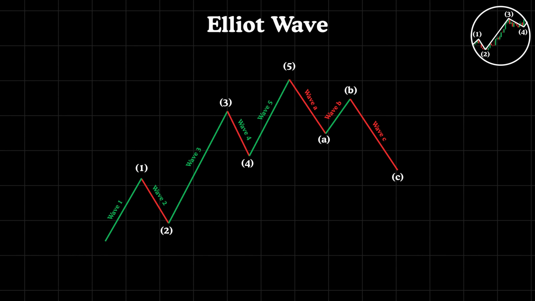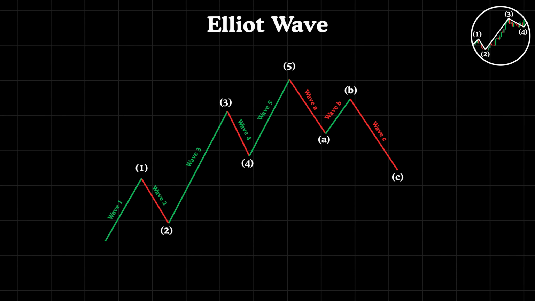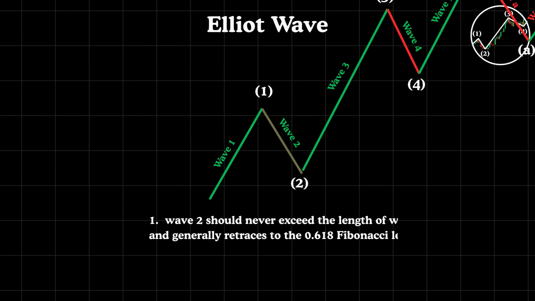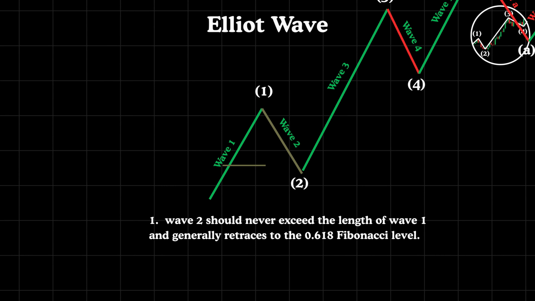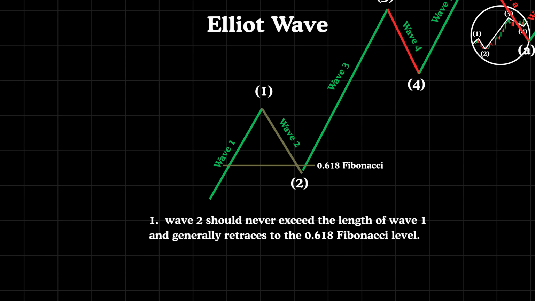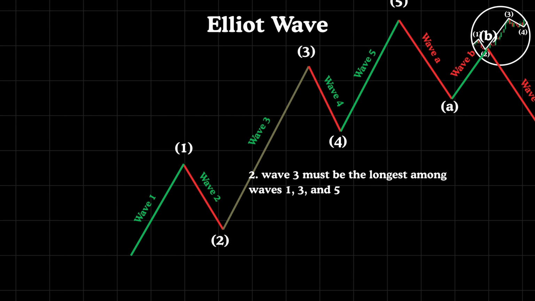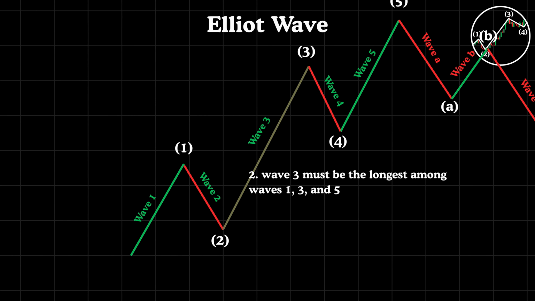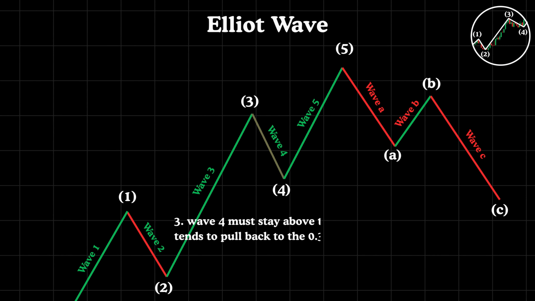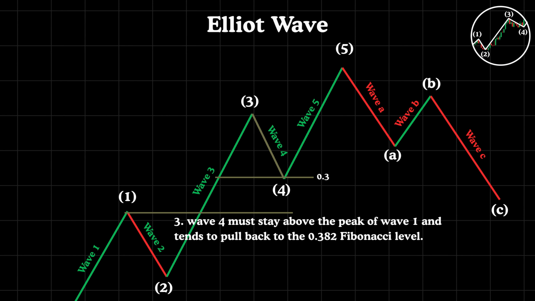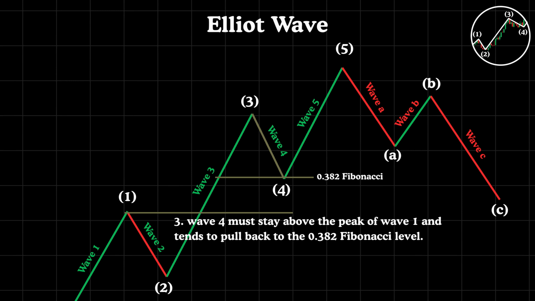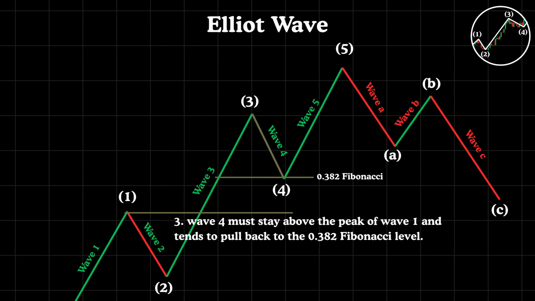There are a few specific guidelines that validate a correct Elliott wave formation. First, wave 2 should never exceed the length of wave 1 and generally retraces to the 0.618 Fibonacci level. Second, wave 3 must be the longest among waves 1, 3, and 5. Third, wave 4 must stay above the peak of wave 1 and tends to pull back to the 0.382 Fibonacci level.